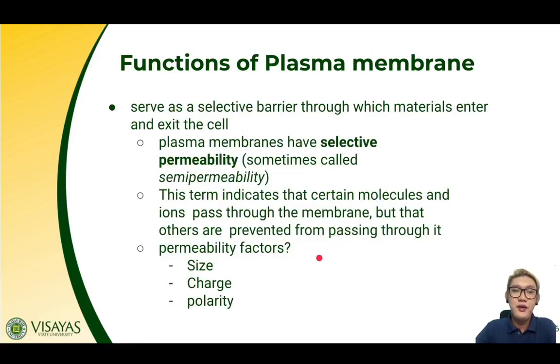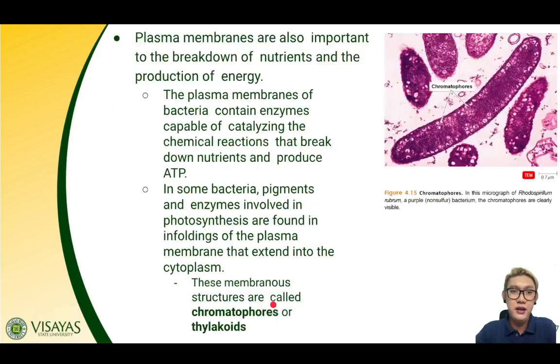So the plasma membranes serve as a selective barrier through which materials enter and exit the cell. Plasma membranes have selective permeability, sometimes called semi-permeability, which means that certain molecules and ions pass through the membrane. Others are prevented from passing through it. So what determines if a certain molecule or ion can pass through it? It depends on the size, charge, and polarity of the molecule.